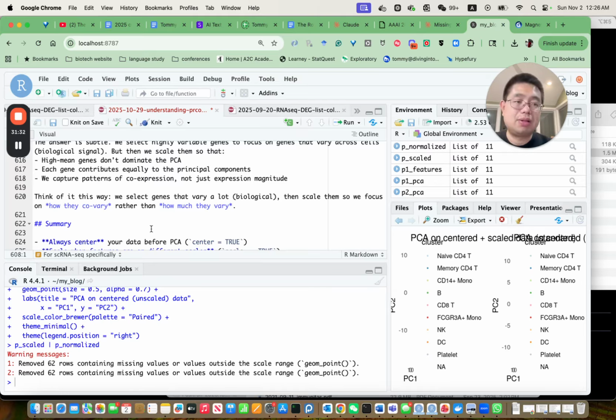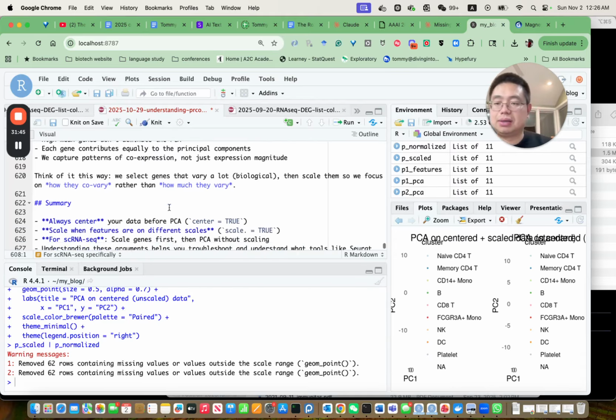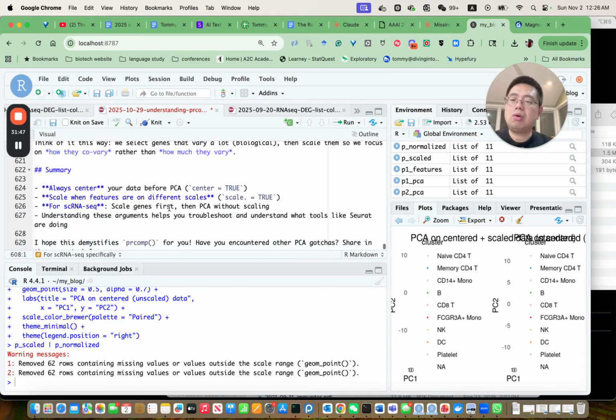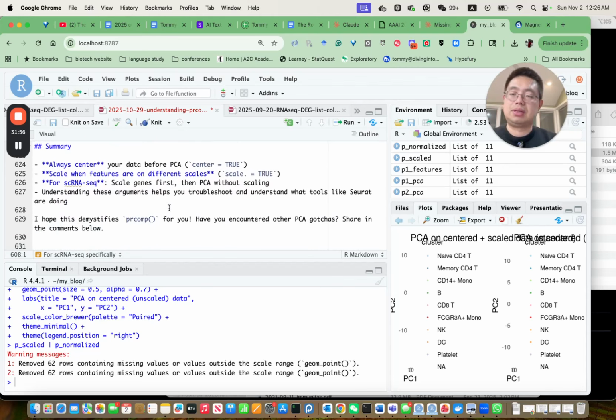This is very similar to making a heat map when you want to scale it, and then you want to find the co-varying genes, so the genes with the same pattern that are up in certain cells and down in other cells, for example. So always center your data before PCA and scale when features are on different scales. And for single-cell RNA sequencing analysis, you always scale genes first, and then run PCA without scaling.